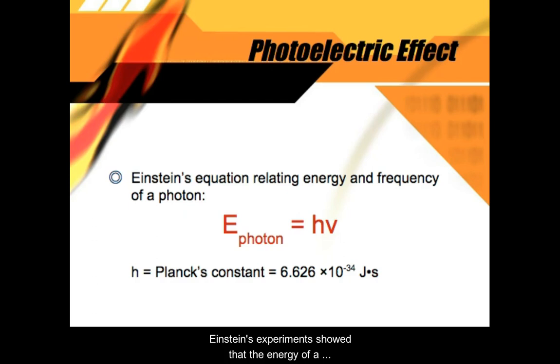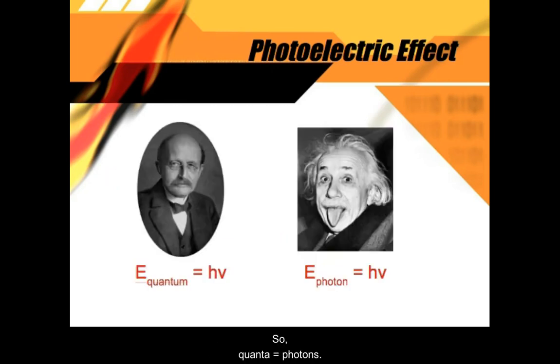Einstein's experiment showed that the energy of a photon could be calculated by multiplying its frequency in hertz by Planck's constant. Doesn't that sound a lot like a Planck quantum? So yes indeed, quanta, photons, same difference.